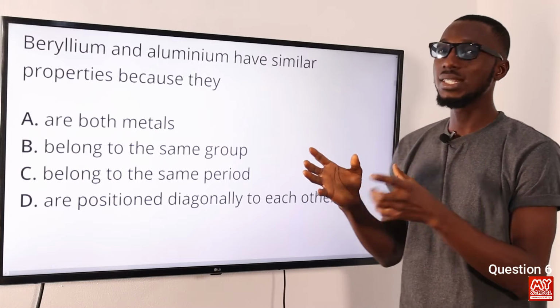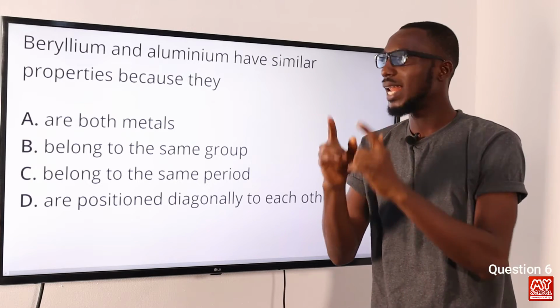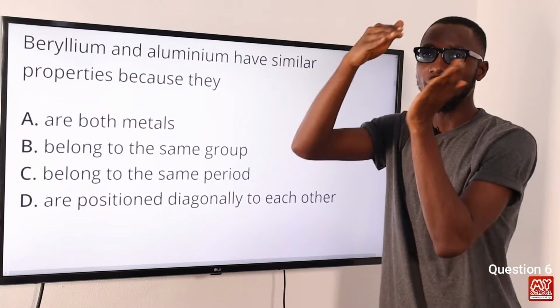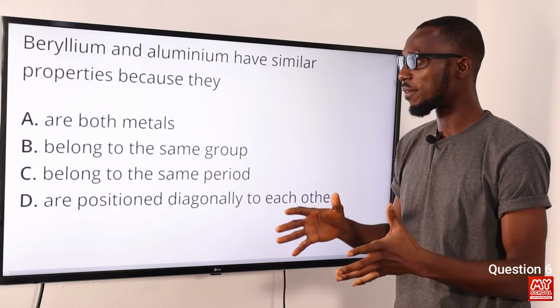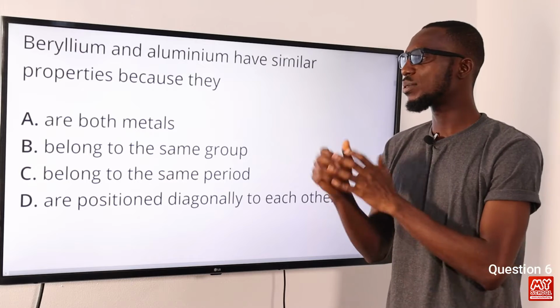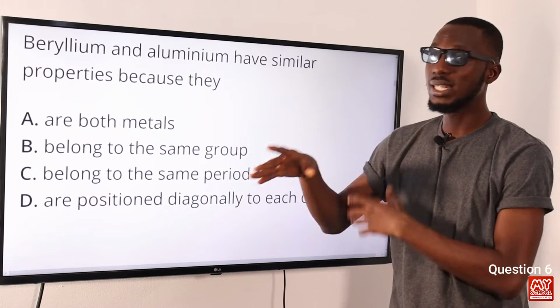So you can notice this diagonal relationship between lithium and magnesium, then beryllium and aluminium. That is one key thing that we should take note of. Truly, they are both metals, but it is not as viable as the presentation we have here. Let's examine statement B.